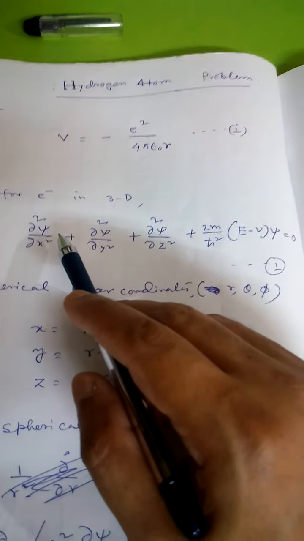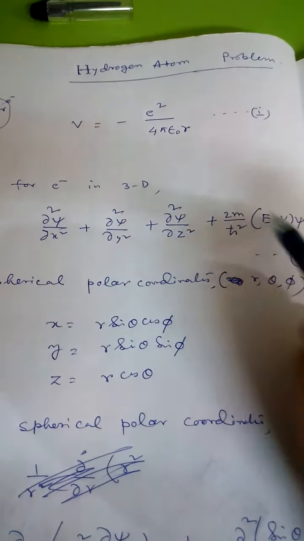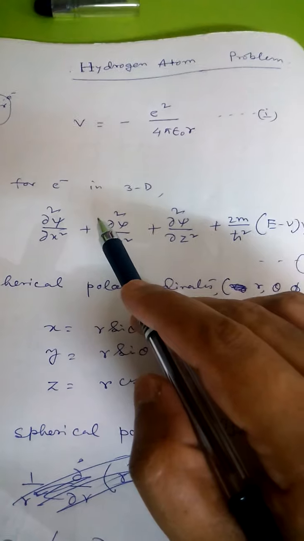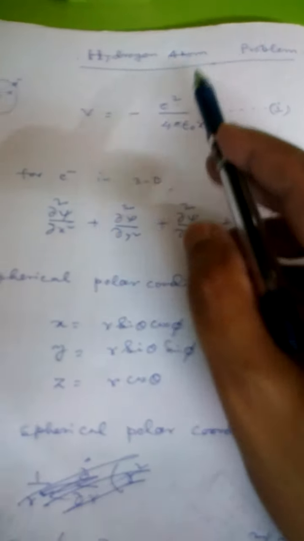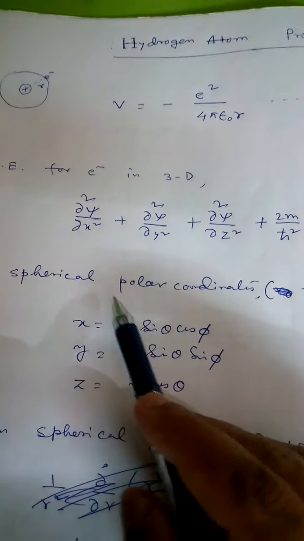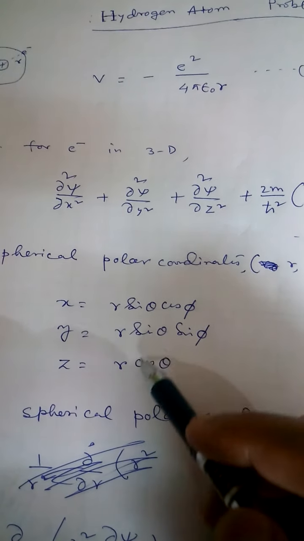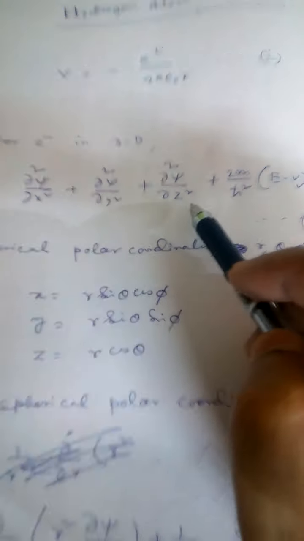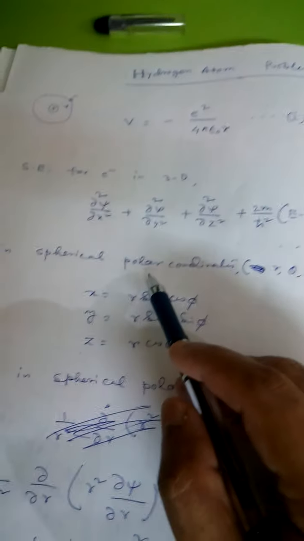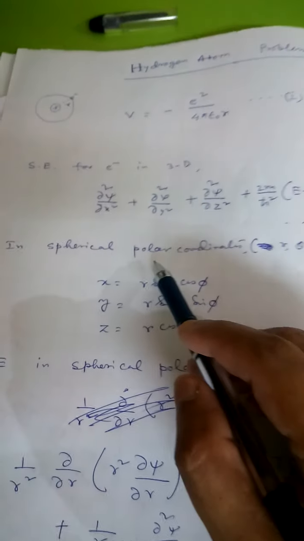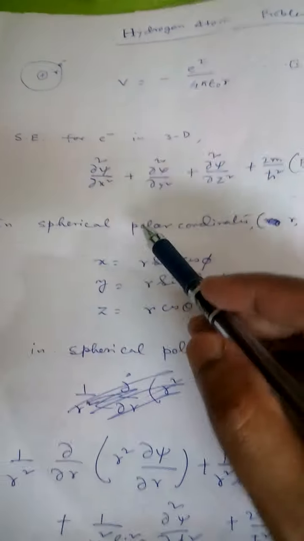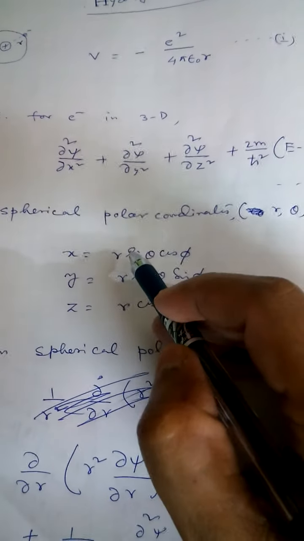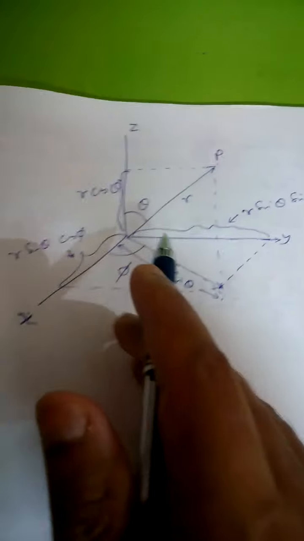Now here it is more convenient to represent this Schrodinger equation, to solve the hydrogen atom problem, in terms of a new coordinate system, the spherical polar coordinate system. It is expressed in terms of the XYZ Cartesian coordinate system, but it is quite a handy tool to solve this problem. So let's have a brief look at the spherical polar coordinate system.